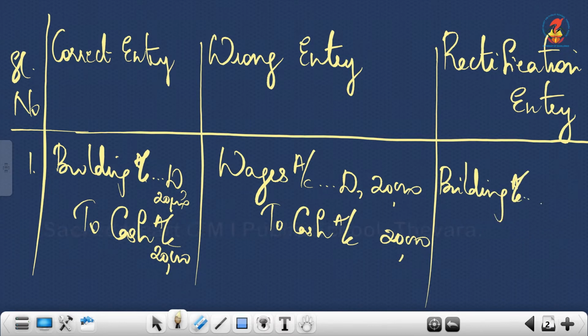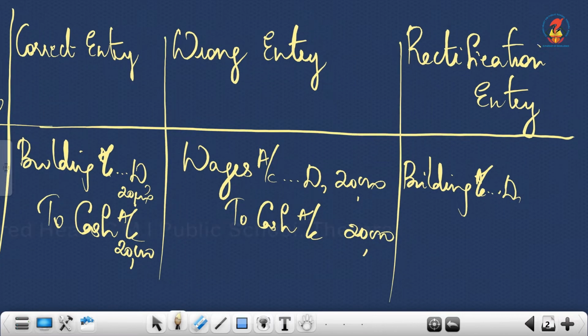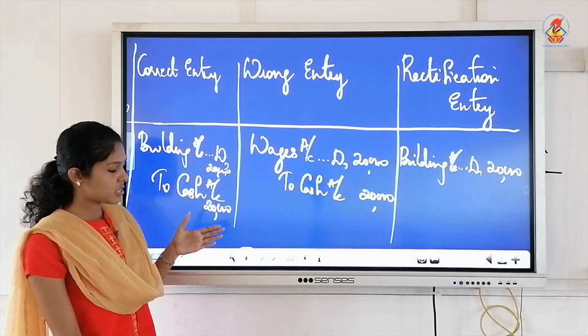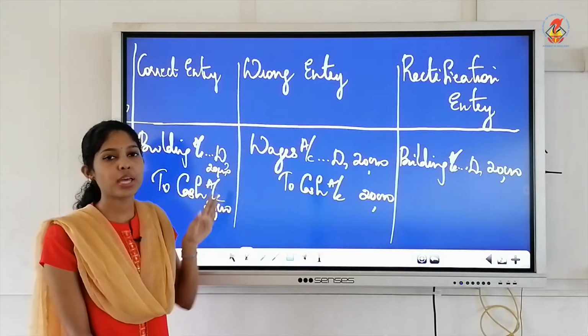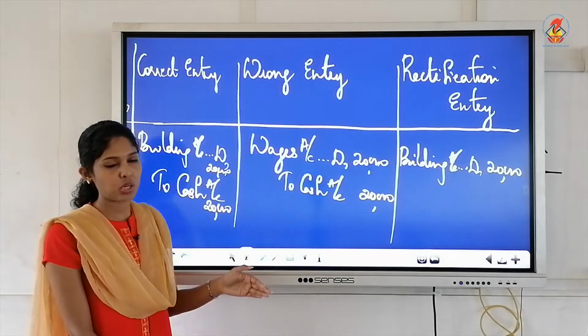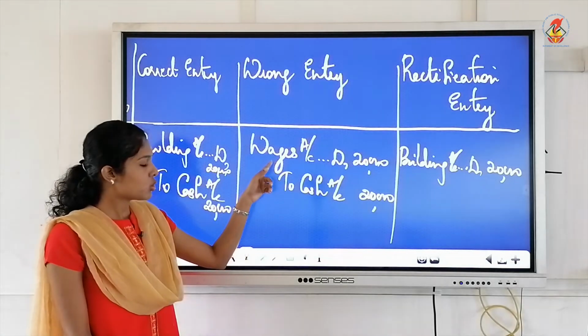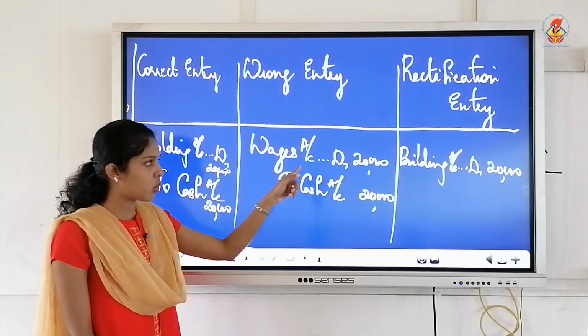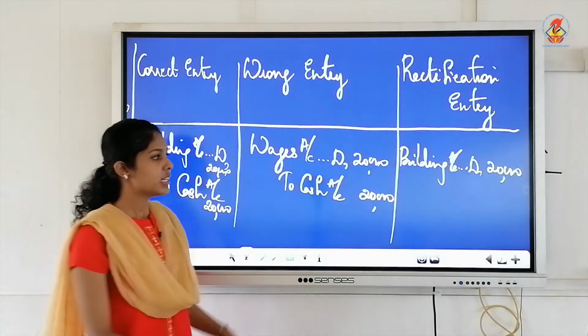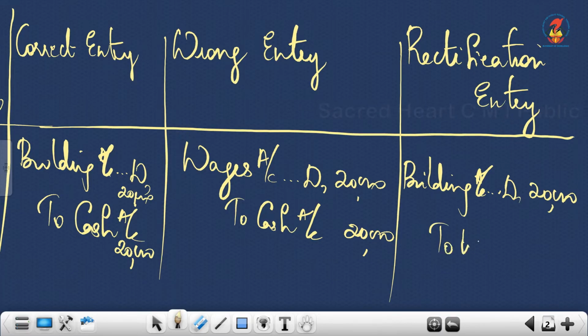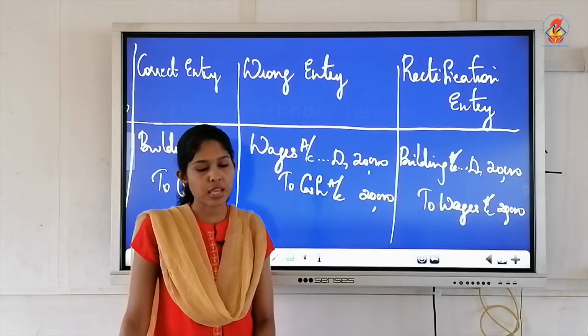So, we will write building account debtor 20,000. Then, it is to cash, that means cash is to be credited. Here also we have credited cash. So, there is no mistake with respect to cash account, so no need to do rectification. Look into the wrong entry column again. We have wages account which we debited wrongly, that we have to cancel now. So, we will write it as to wages account 20,000. That is how we are getting the rectification entry: building account debtor to wages account 20,000.